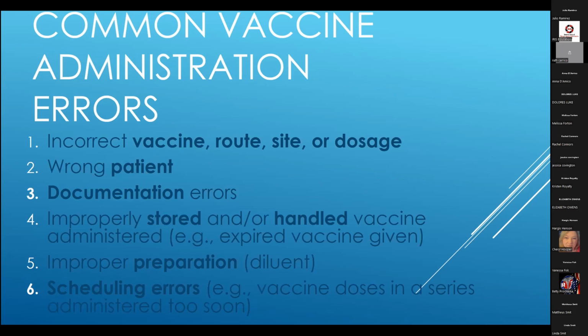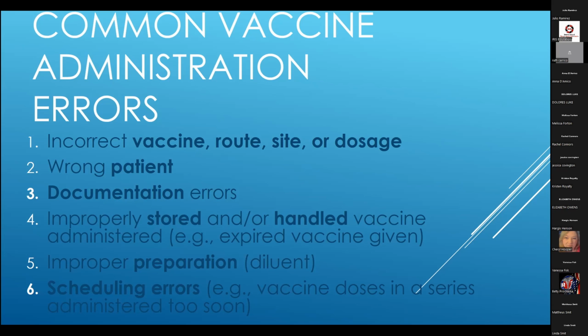So common vaccine administration errors outlined by the CDC are incorrect vaccine route, site, or dosage. I always want to make sure that we look at the age of our patients, the immunization schedule, and see what those recommendations are to make sure that we're doing that right, the wrong patient. Documentation errors, making sure that we document everything properly, give the patients the vaccine information that they are receiving, and then storage and handling of vaccinations and the preparation.